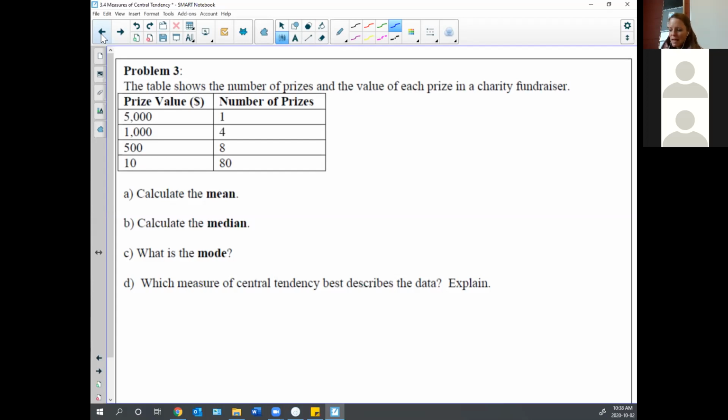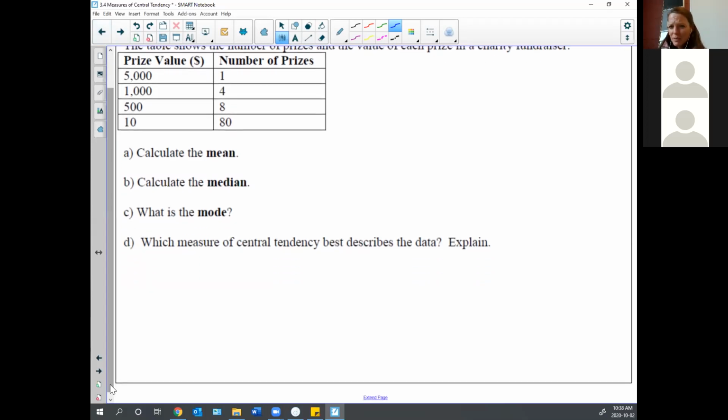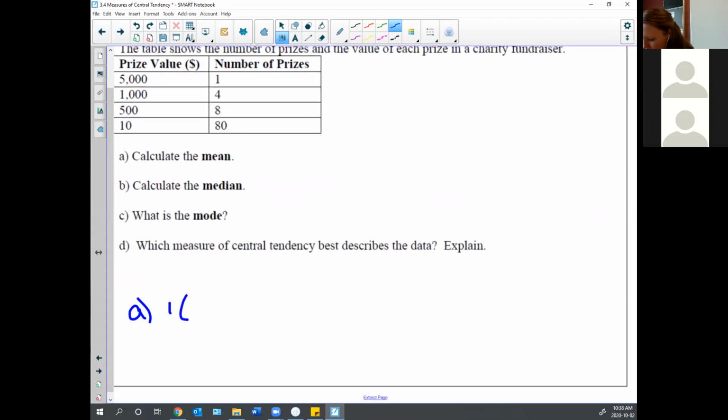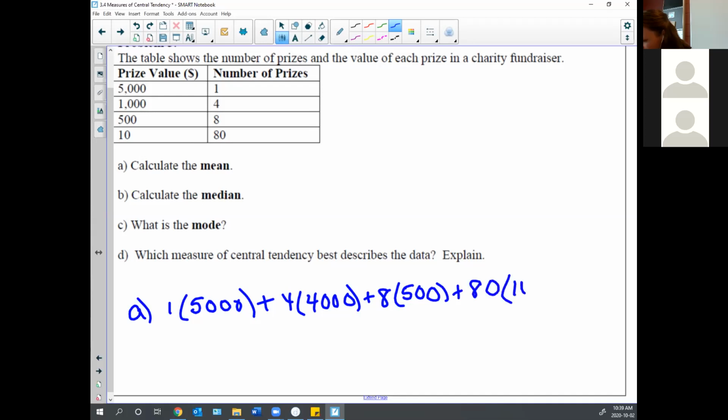We have to calculate the mean, the average. Let's do this our very smart way rather than writing out 10, 80 times, because I don't really want to do that. So we're going to do 1 times 5,000 plus 4 times 1,000. You guys already know that's 4,000. Feel free to shortcut this, okay? 4 times 1,000, 4,000, plus 8 times 500, plus 80 times 10. And how many total prizes do we have? 80 plus 8 is 88. Plus 4, 92, 93.